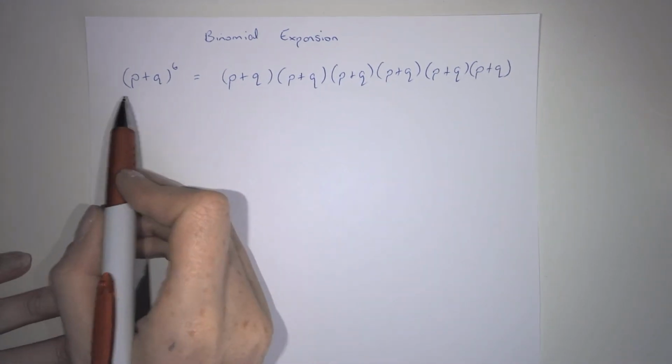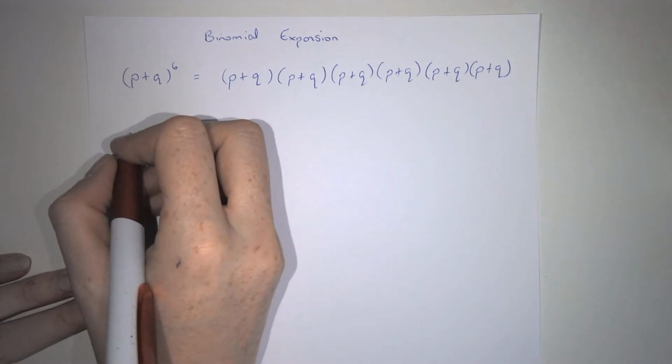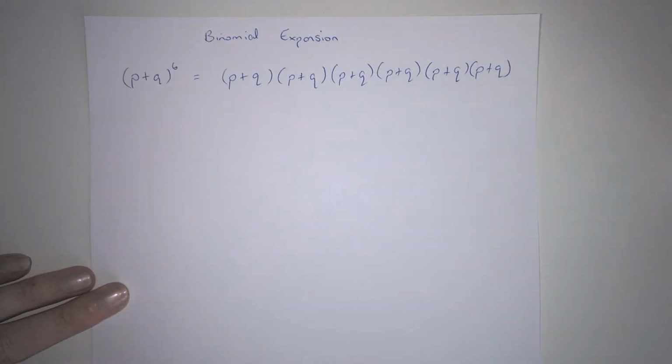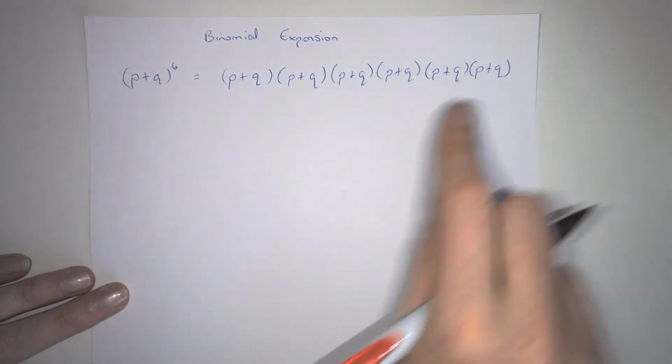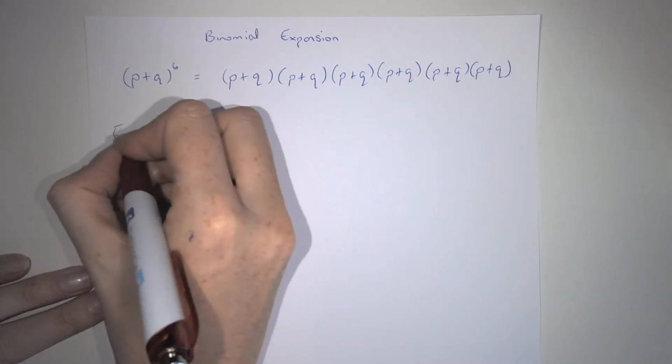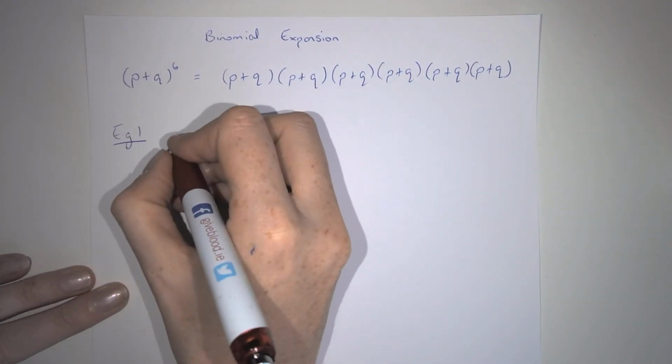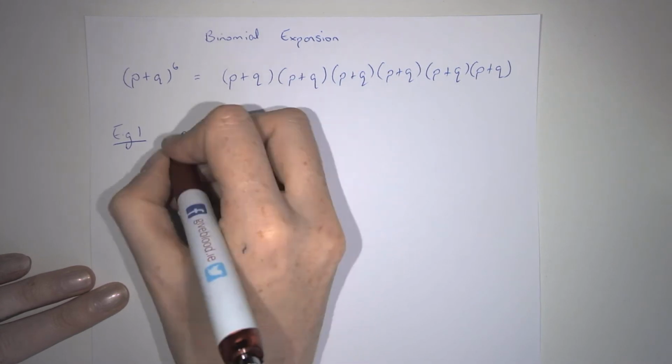So we're going to actually do this as an example. We're going to use the expansion formula and do it a little bit quicker as opposed to multiplying everything out. So example 1, as I said, we're going to expand p plus q all to the 6.